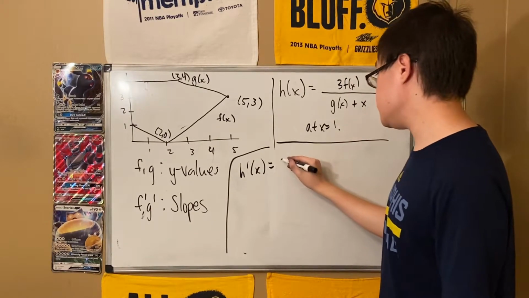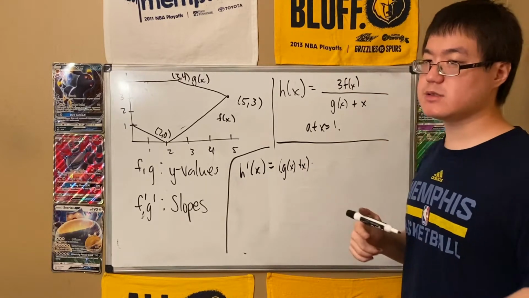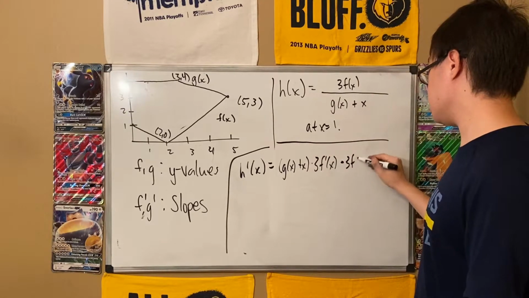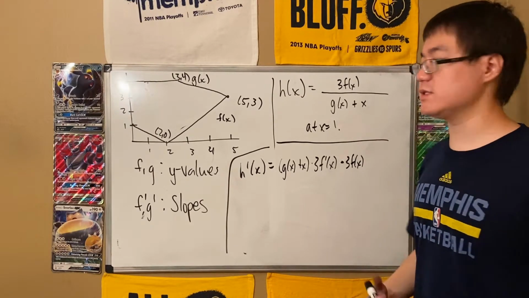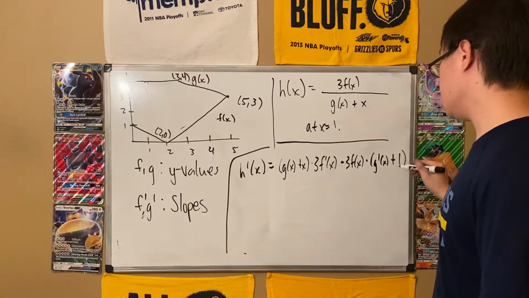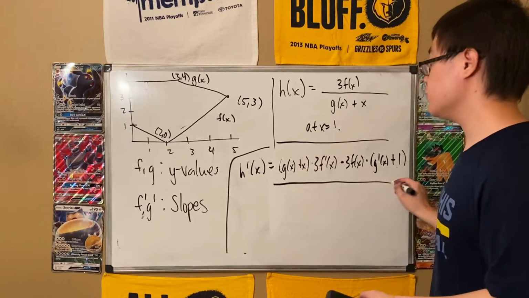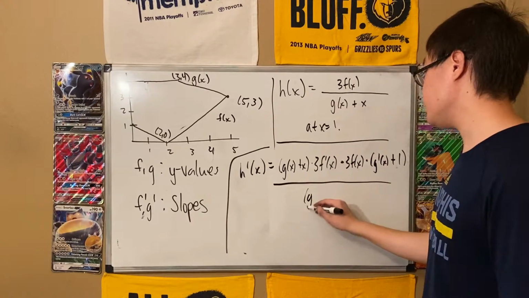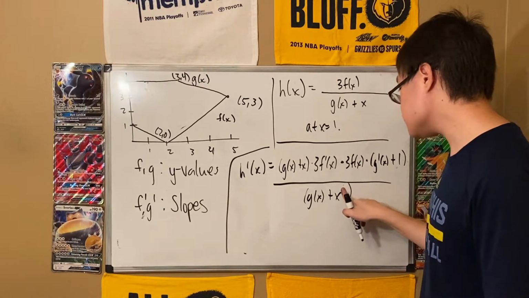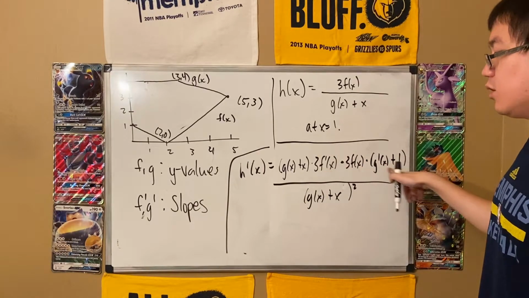So low is going to be this, g of x plus x. So that's low times d high, so that's 3f prime of x, minus high, so it's 3f of x. And this is where I'm saying being careful with parentheses is useful. So the derivative of low is going to be g prime of x plus 1. But I need to be careful with parentheses because this plus 1 is also multiplying the 3f of x. Then don't forget the low, of course, so that's going to be g of x plus x squared, low squared. So low d high minus high d low over low low.